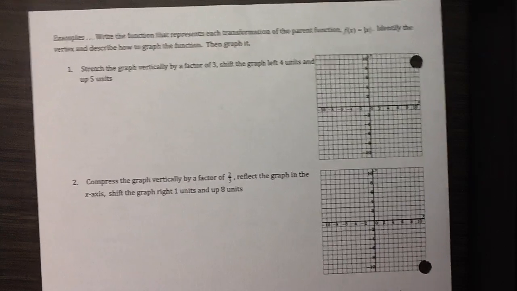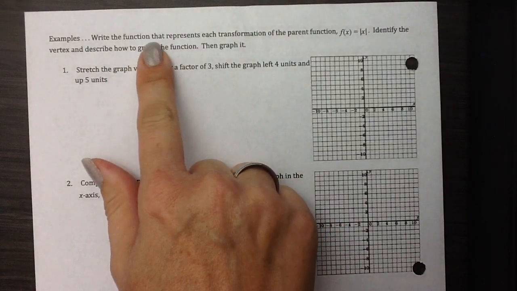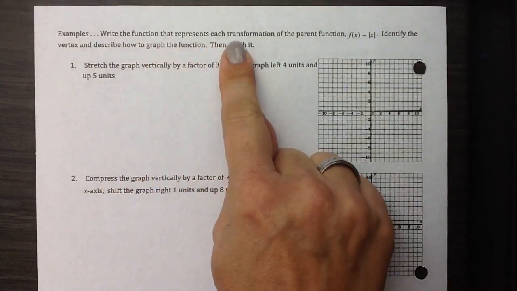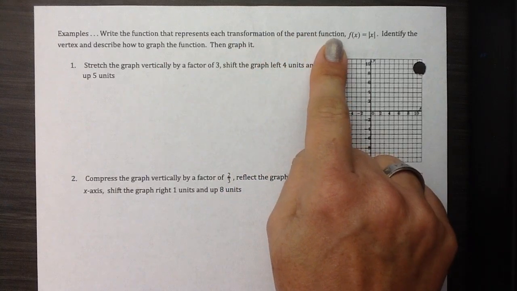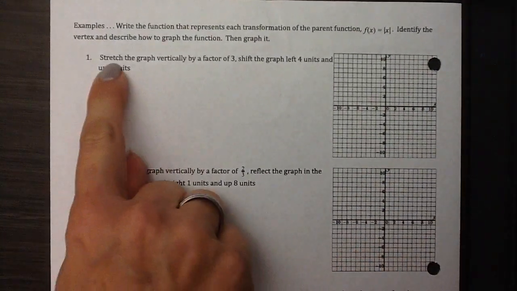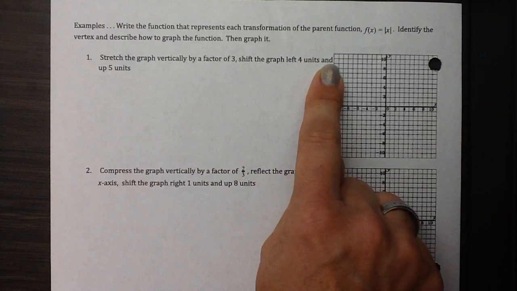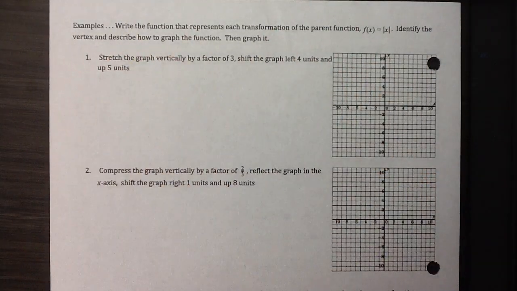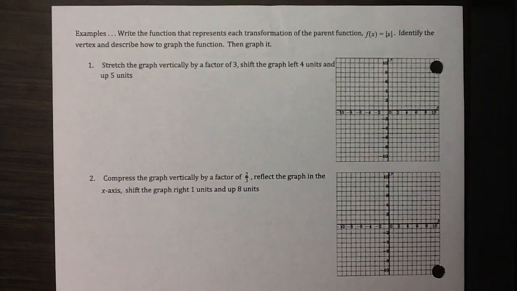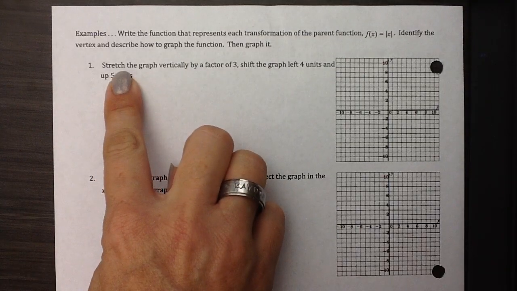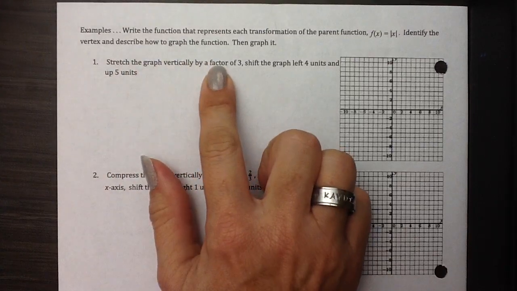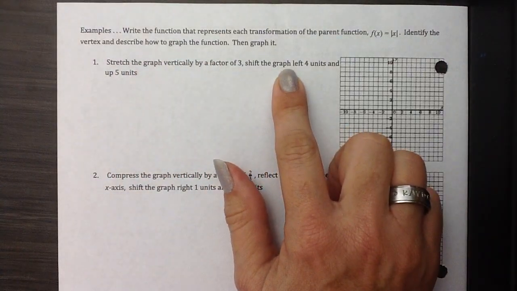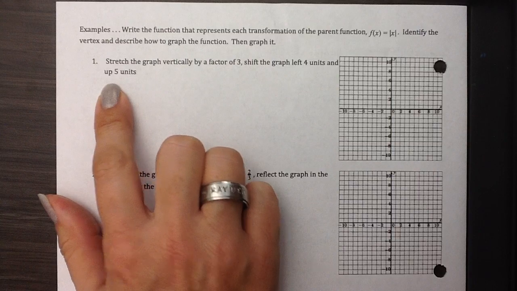Something else we need to figure out how to do is to write the function that represents given transformations of our parent functions. So what we will do is we'll go backwards. We're going to get a list of transformations, and we have to write the equation and then also identify the vertex and describe how to graph it. So our transformations are to stretch by a factor of 3, shift left 4, and up 5.